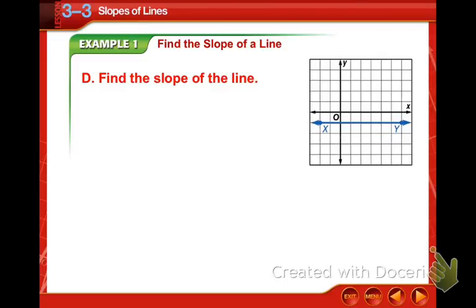Now our next one, still doing rise over run. Here we don't have any rise. We have a run of 1, 2, 3, 4, 5, 6, 7, 8. So 0 over 8. 0 divided by anything is 0, or 0 slope.